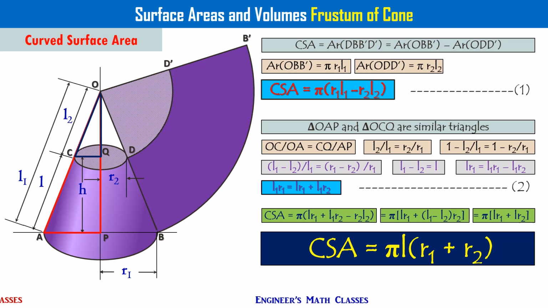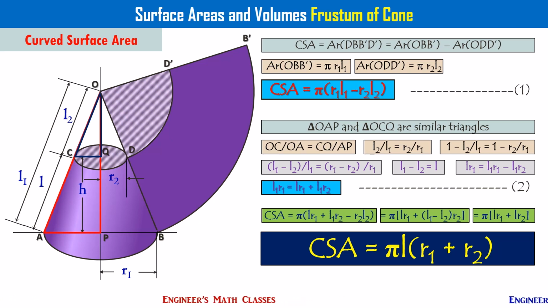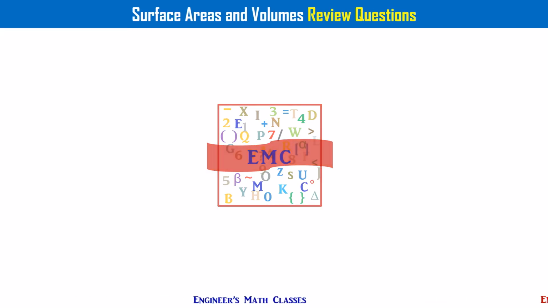See, this is an easier way of getting the formula from the basics. So you need to know the knowledge of the curved surface area of the cone and the knowledge of similarity of triangles, and you can easily derive the formula for curved surface area like this. So let's quickly look at some review questions here.